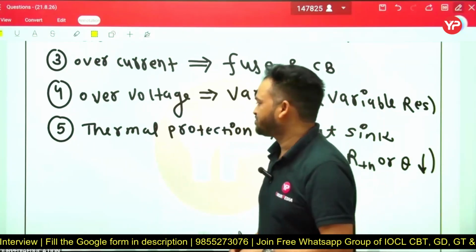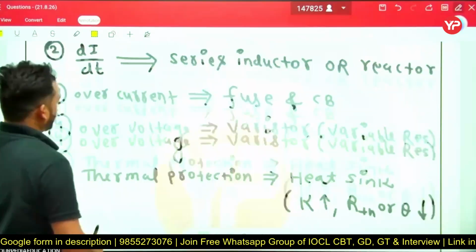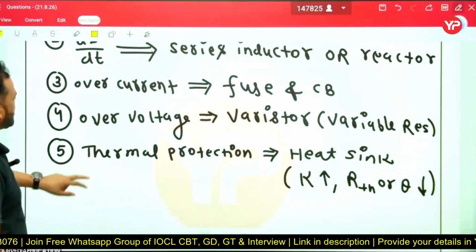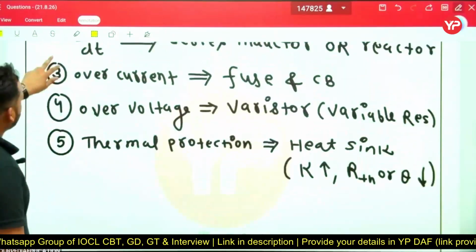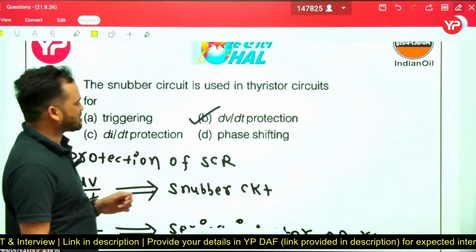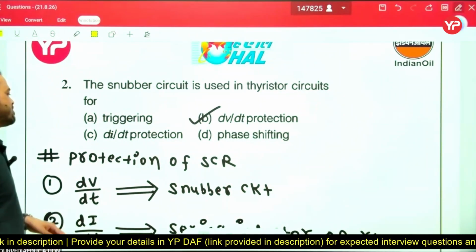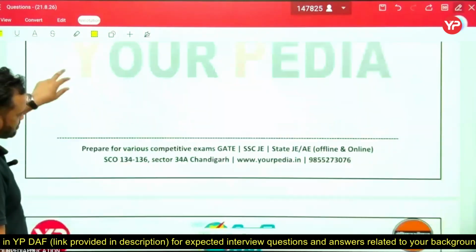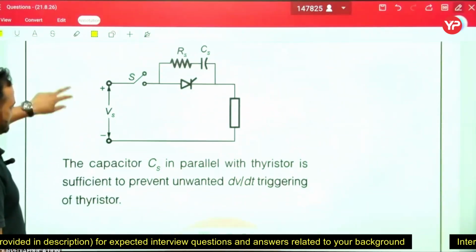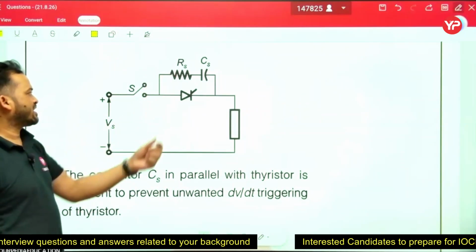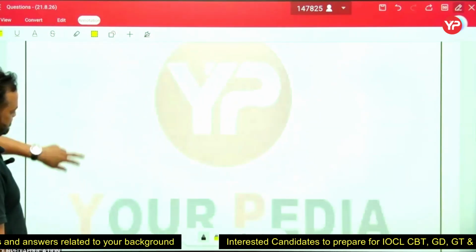Okay, these are the explanations of the protection schemes: dV/dt protection, di/dt protection, over current, over voltage, and thermal protection. And this question is related to the snubber circuit, which is used in the thyristor circuit for dV/dt protection, meaning change in voltage with respect to time. This is the snubber circuit, it looks like this. Across the SCR we connect an RC circuit.